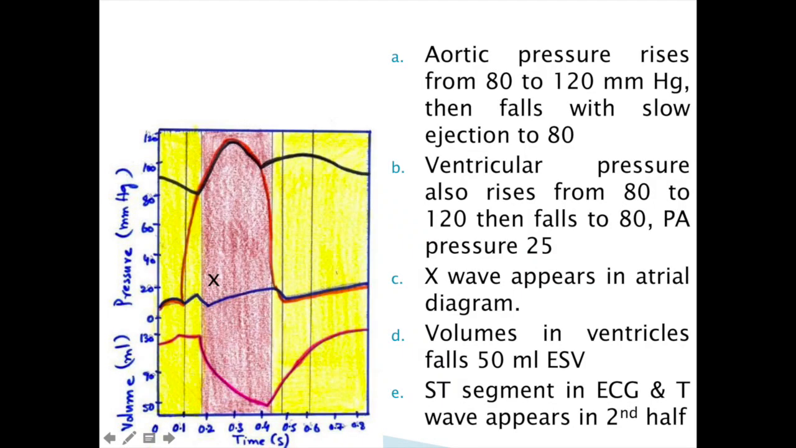We can see in this diagram the pressure waves. Aortic pressure rises from 80 to 120 millimeter mercury, then falls during slow ejection to 80. Ventricular pressure also rises from 80 to 120 millimeter mercury and falls to 80. Pulmonary artery pressure is 25 millimeter mercury. X descent appears in the atrial waveform. Volume in the ventricle falls to 50 ml at the end of this cycle, because 70 ml is pushed out. Now the remaining 50 ml is known as End-Systolic Volume. ST segment in the ECG appears, and T wave appears in the second half of the ECG, which shows relaxation.